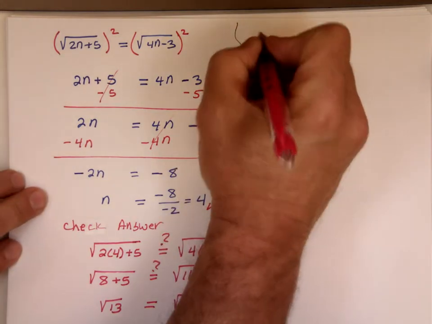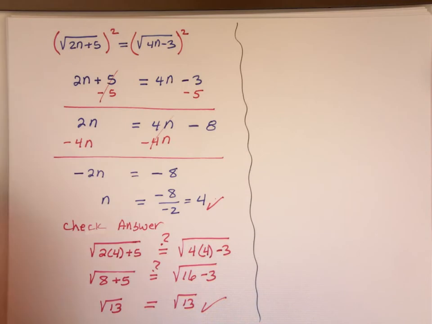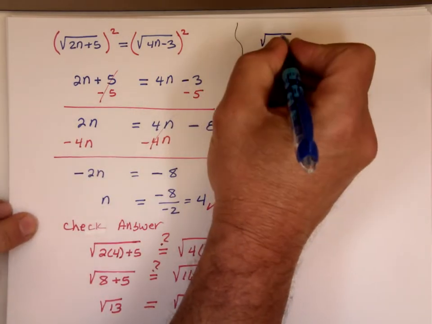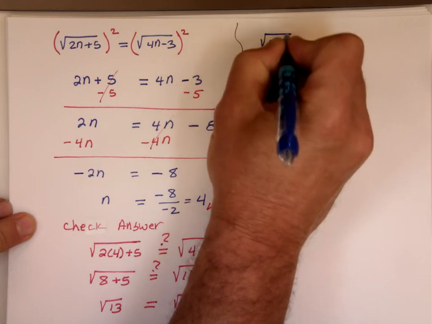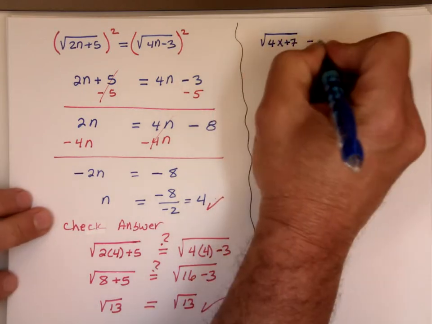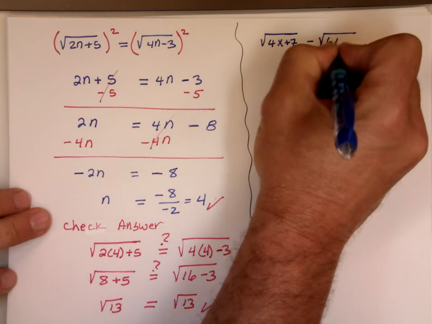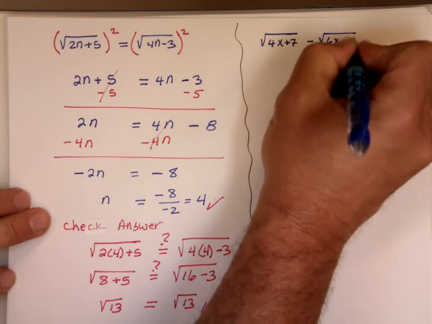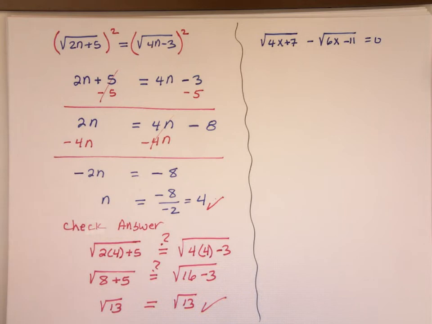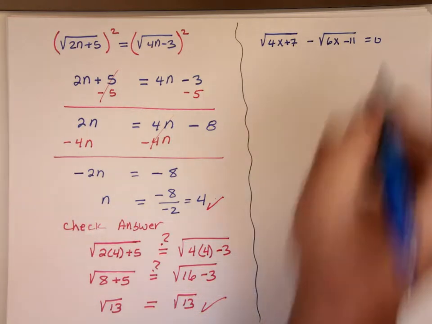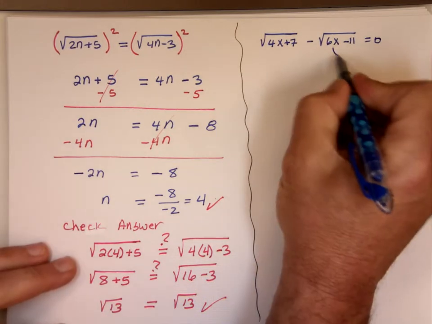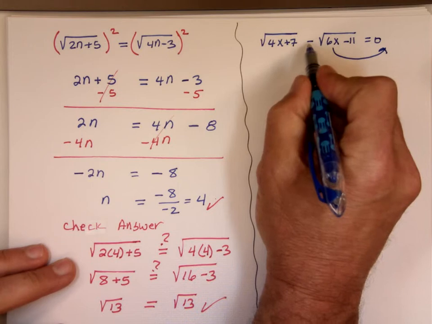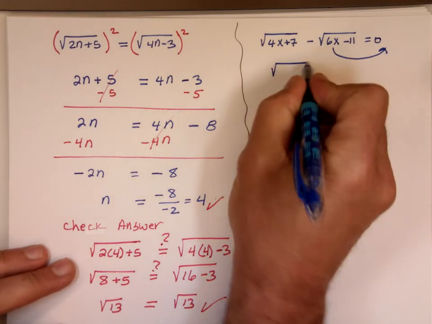Let's try this one. The square root of 4x plus 7 minus the square root of 6x minus 11 equals 0. Notice again, you have two square roots there. Make sure you have one on each side. Isolate them. Let's take this one, move it to that side. And if you move it, you change that sign. Anytime you change sides, you change the sign.